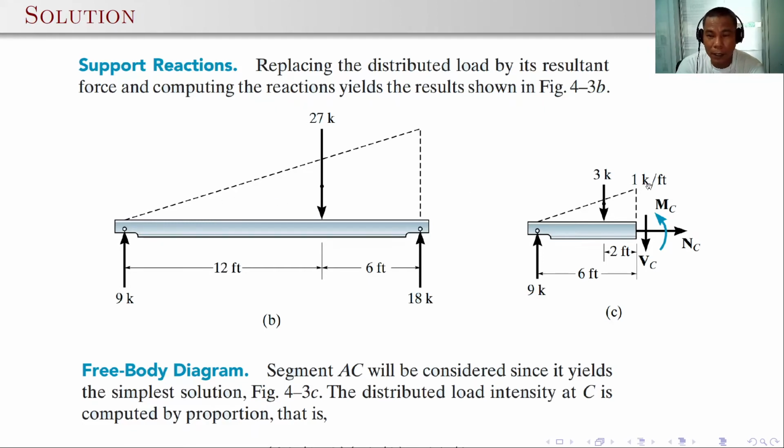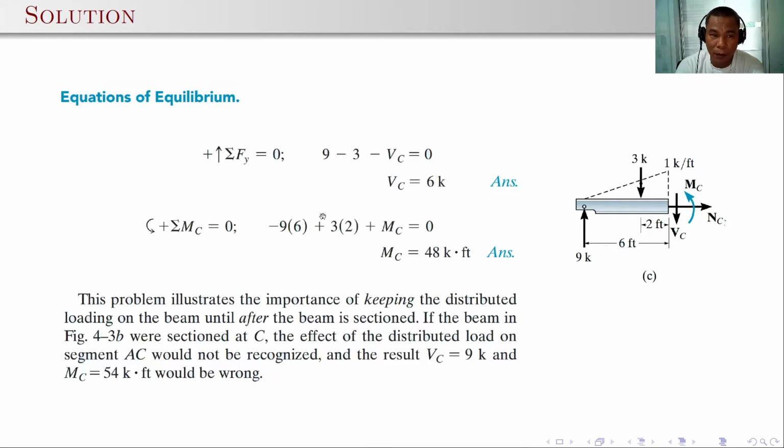In this case, the height is 1 kip per foot. I hope you know how to do some ratio and proportion. We can now apply the equations of equilibrium. Summation of vertical forces: 9 minus 3 minus VC equals 0. Here, VC is equal to 6 kips, which is positive, so the assumed direction, going down, is correct. Summation of moment at point C is equal to 0. The reaction 9 will create a clockwise moment, so that's negative 9 times 6, plus 3 times 2, which creates a positive moment, plus MC equals 0. So MC is 48 kip-foot. Also, of course, we have the normal force NC, but in this particular case, since there is no horizontal force applied, NC will be equal to 0.